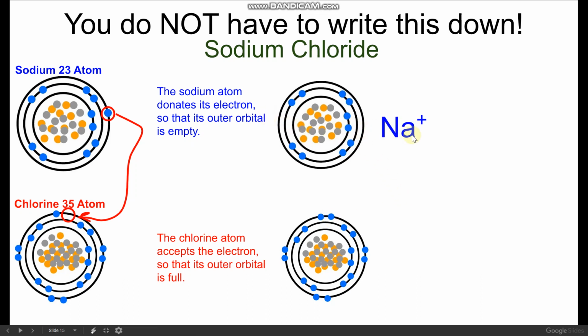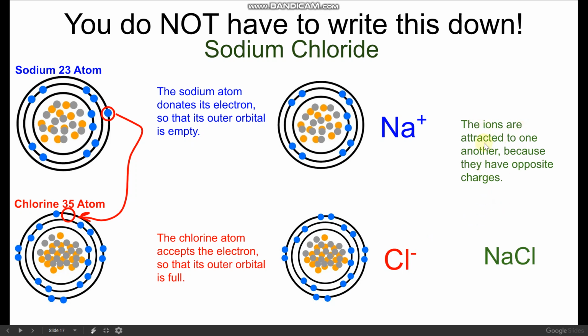And so this becomes an Na plus ion. Remember, metals form positive ions, and that's because it got rid of one electron. And this forms a Cl minus ion, because this chlorine atom accepted an electron. When you get an extra electron, you form a negative 1 charge. Because these two ions have opposite charges, they're attracted to each other. And so we ended up with an NaCl molecule. That compound forms because those two ions are attracted to one another.